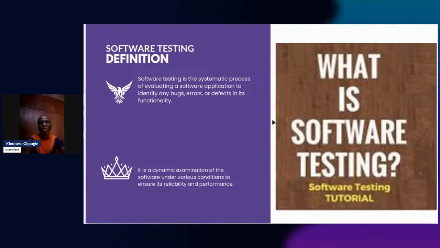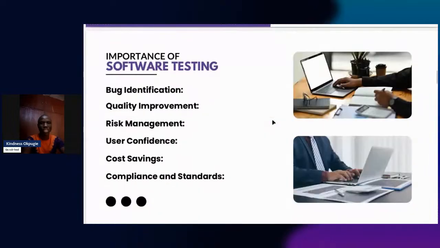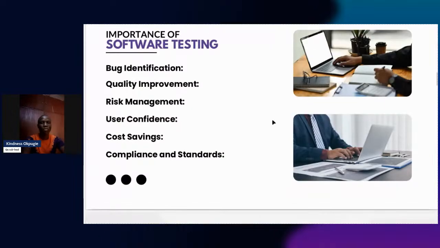Now I would like us to move forward to the importance of software testing. The first and main importance of software testing is the identification of bugs in a software or program. Software testing helps us to eliminate bugs and defects early in the development stage of an application before they reach production. This is one of the main purposes of testing a software or application. We are trying to catch bugs in the process.